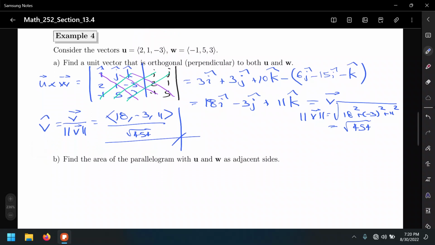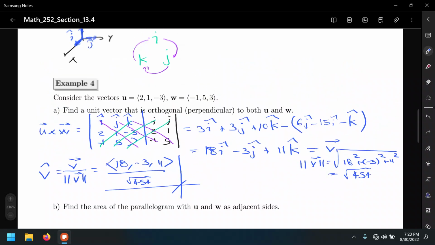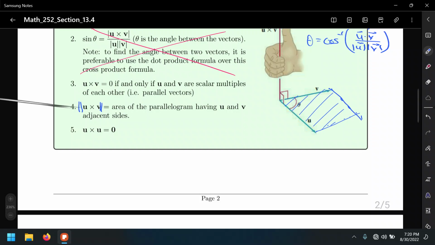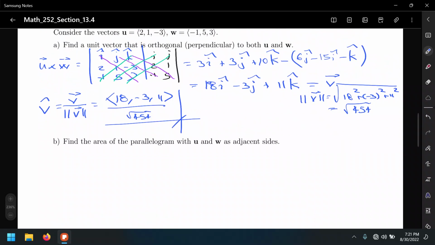All right, letter B. For part B, they're asking us to find the area of the parallelogram with u and w as adjacent sides. So coming back to the previous page, the area of the parallelogram is found by finding the magnitude of the vector that is obtained when doing this cross product, right? But didn't we do it already? Yeah. I think we got that result from here. All right, area, which is the magnitude of the vector u crossed with w. Well, we don't have to do this operation again. Just use the result from before, and that's the square root of 454.